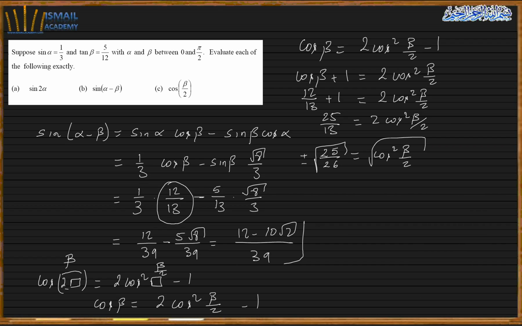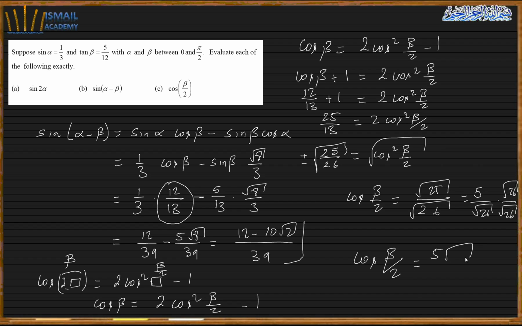So the answer will be cosine of beta over 2 is square root of 25 over square root of 26, which is 5 over square root of 26. Of course, we're not going to leave an irrational number as the denominator, so multiply both sides by square root of 26. Then your final answer will be 5 square root of 26 over 26, and this will be your final answer.